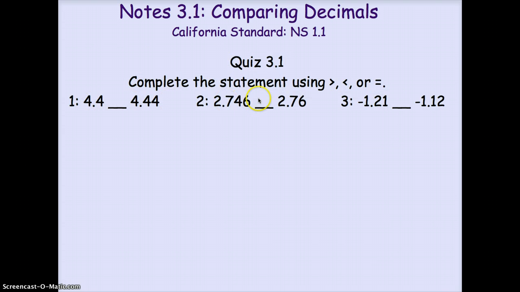We've got 3 questions here. Copy and complete the statement using less than, greater than, or equal to. Remember, on quizzes they are in a different order, so you need to make sure each person's order is individual to their own quiz. So make sure you're paying attention to which problems you have.